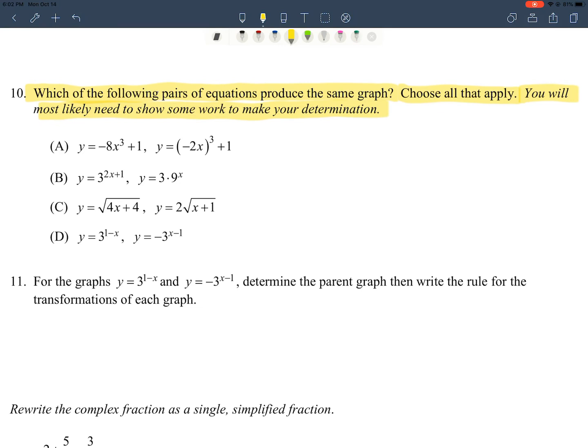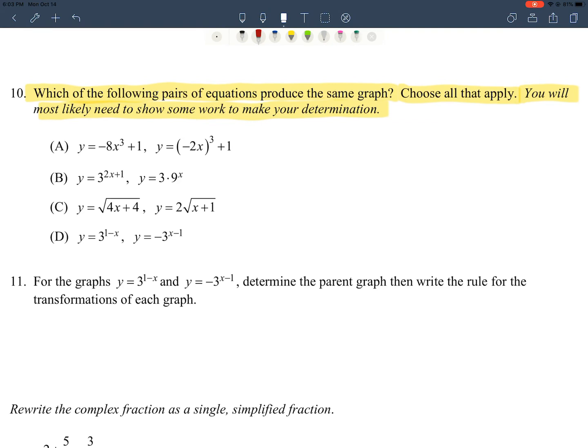Okay, so there's a couple options. First option, go ahead and simplify expressions if you can. Like for instance, this one here, we could simplify the negative 2x to the third, right? But if you're not good with exponent rules, another way you can do this is by taking points and plugging them in, checking to see if you get the same outputs.